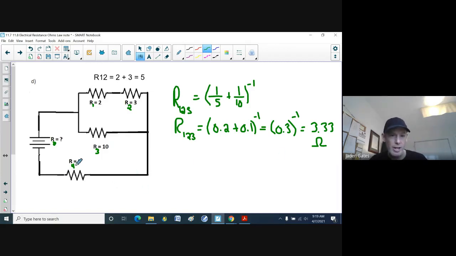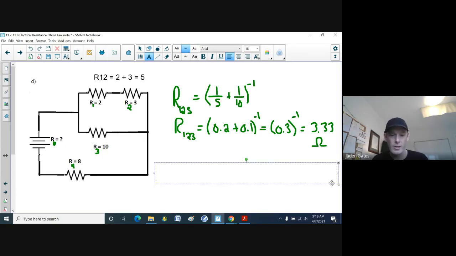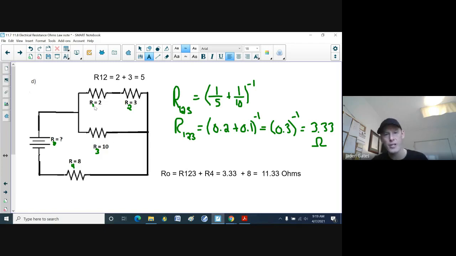But again, I want to find R naught here. And so because I got this little R4 here, if I want R naught, oh, it is in R4, they're all in series now. And so what I'm going to do is take R1,2,3 and add it to R4. And so what I get is my 3.33 ohms plus R4 down there, all lonely, is 8. And so when I put them together, it should be 11.33, again, ohms. And there we go. So we have to treat our circuits, we got to make equivalency.